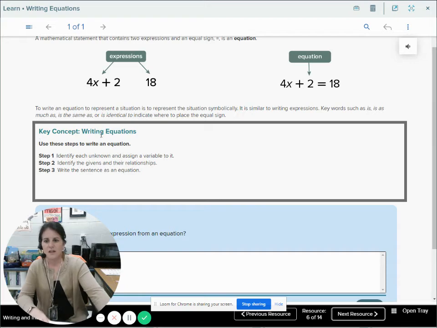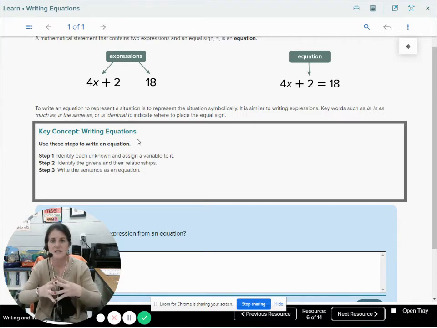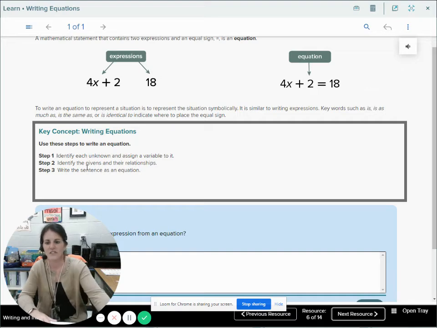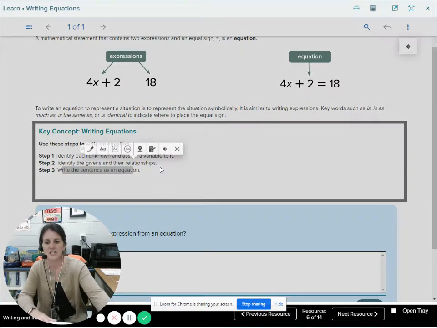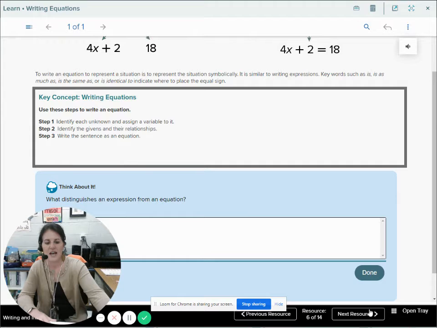So there are some steps for writing an equation that we should think about. This first step is to identify each unknown and assign a variable to it, just like we did in the previous problem. We said we're going to let n represent the number of sleeves inside of each box. Then we identify what is given and its relationship to that. Well, we knew there were 6 cases. We also knew that there were 12 sleeves outside. We also knew that there was 162 sleeves altogether. We used all of that information then to write the sentence as an equation.